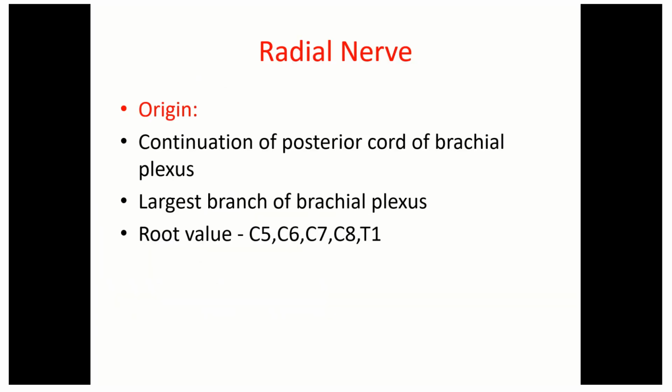So today we'll be discussing the radial nerve. Radial nerve origin: it is a continuation of the posterior cord of the brachial plexus, the largest branch of the brachial plexus. Root value is C5, C6, C7, C8, T1.